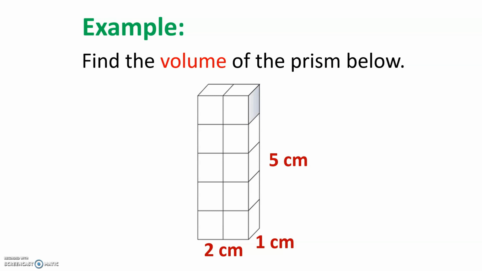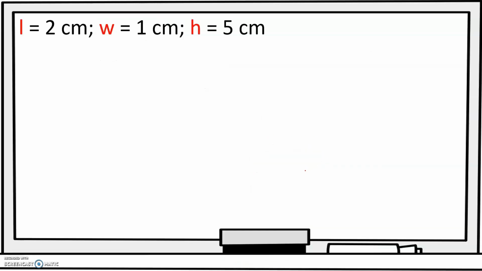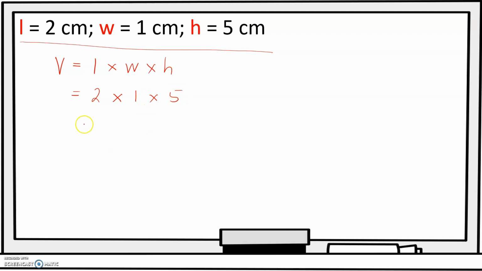Now let's have some examples. We are asked to find the volume of the prism below, which is 2 centimeters long, 1 centimeter wide, and 5 centimeters high. So let's solve it here. Again, for us to find the volume of a rectangular prism, we will use the formula V is equal to length times width times height. So we already have the given dimensions, and all we need to do is to substitute them in our formula. So we will have 2 for the length, 1 for the width, and 5 for the height. Now 2 times 1 is equal to 2, times 5, that will give us 10.